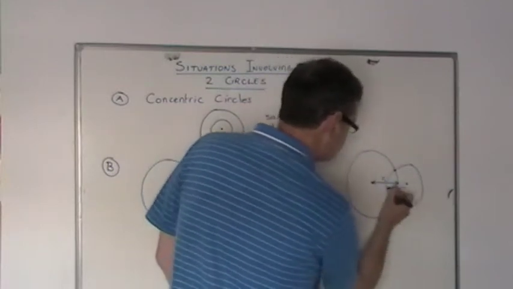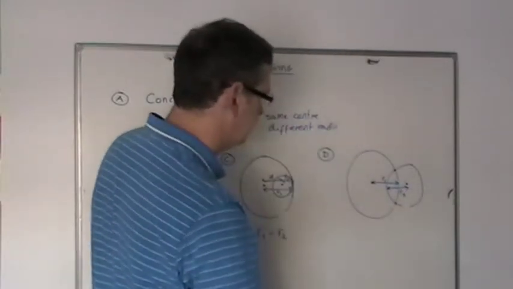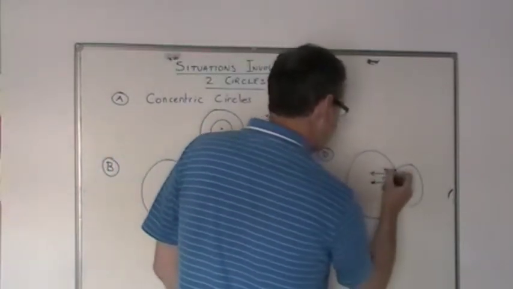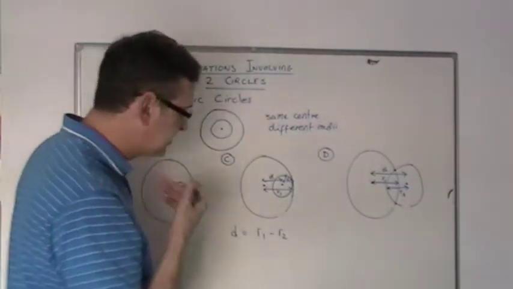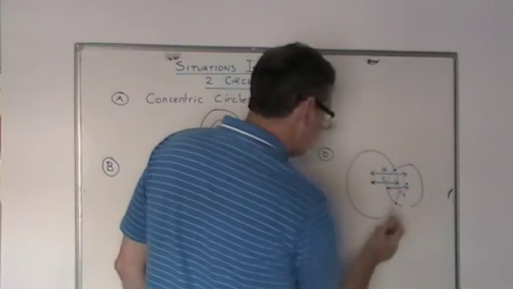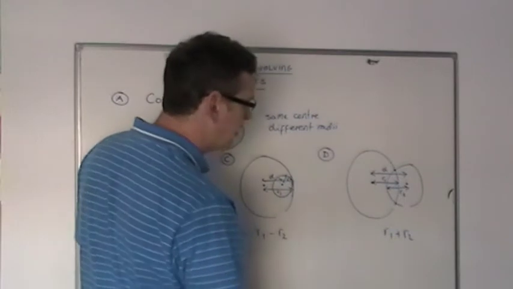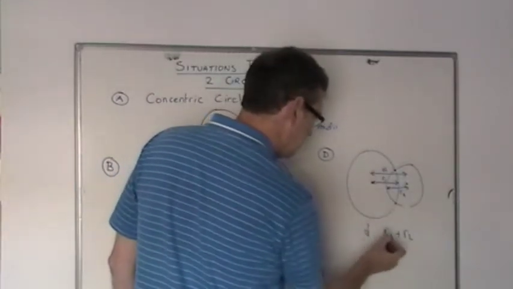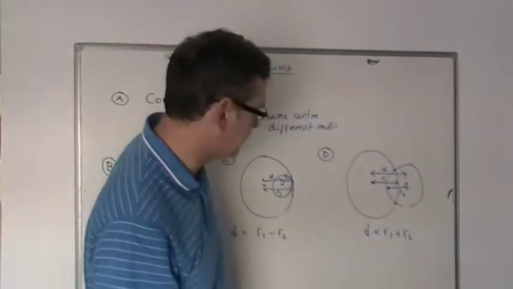You've got the radius of the second circle, R2, like so, and you've got the distance apart of the two centre points, which we'll call D. And I would suggest that if you were to add up R1 plus R2, you'll always find that the distance apart between those two centre points, the D value, is going to be less than R1 and R2 added together.